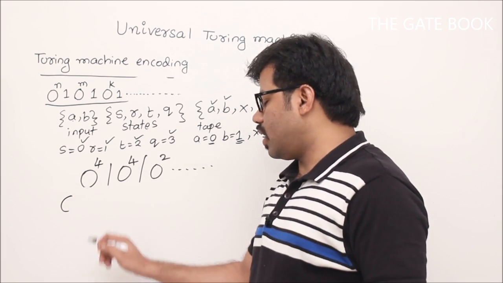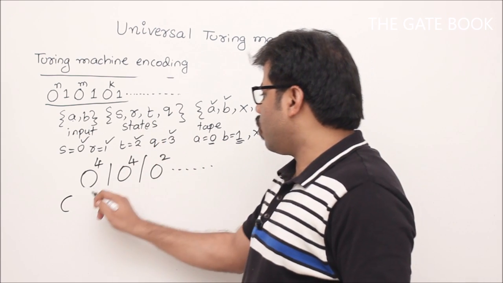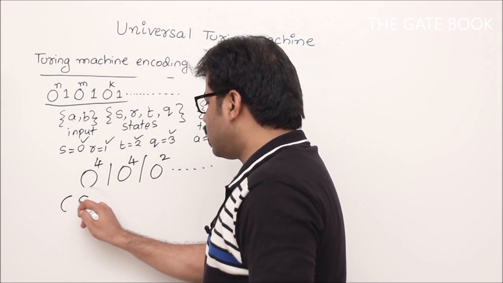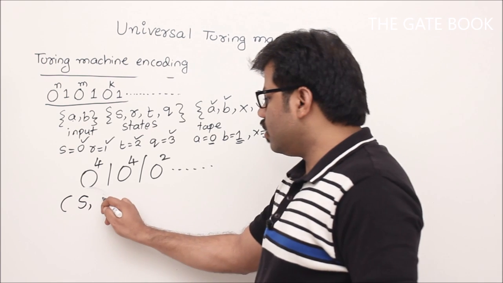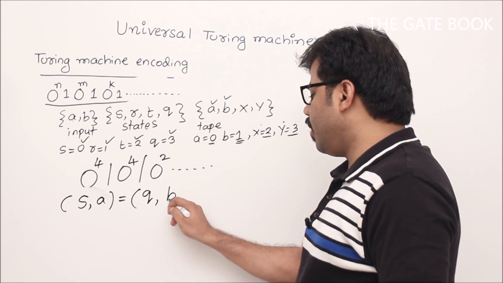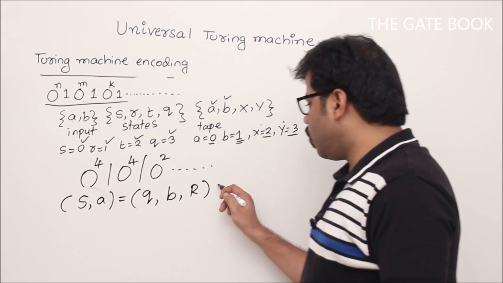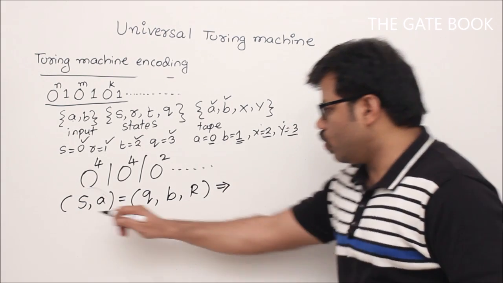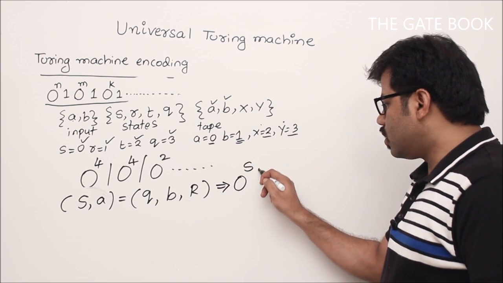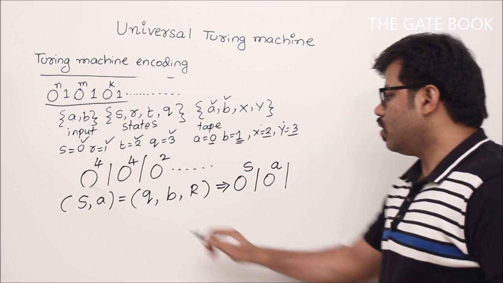For example, you have a description like this. Transition function. Let me take one state, the start state, on seeing input A. Generally we write like this, right? S on A, you go to Q, make it B and go to the right side. How to encode it? For that I am going to use zeros and ones. First of all, blindly write like this: 0 power S, stop, A. 0 power A, stop, Q, B, R.